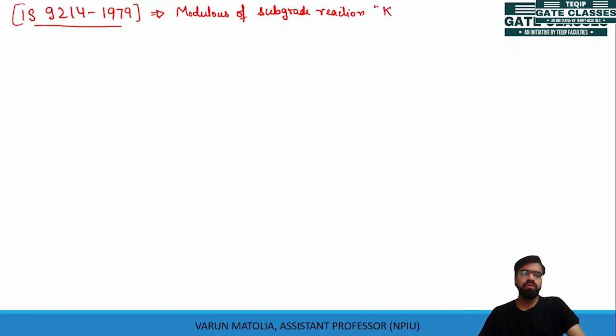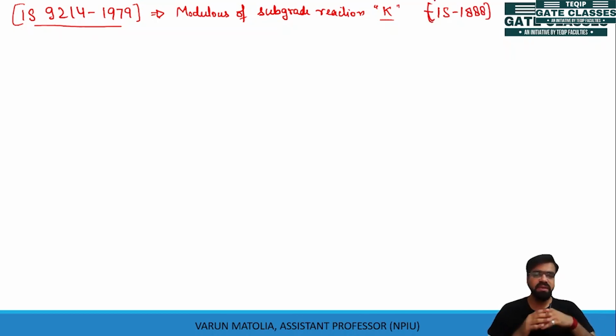K value. We'll talk about what this K value is, but actually you have IS 1888 for plate load test, but specifically for highway or subgrades, we have this code. So we should follow this code. So in this test, what is done? Let us see the diagram.